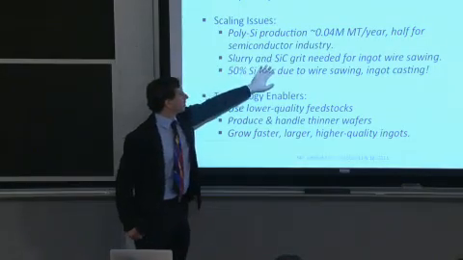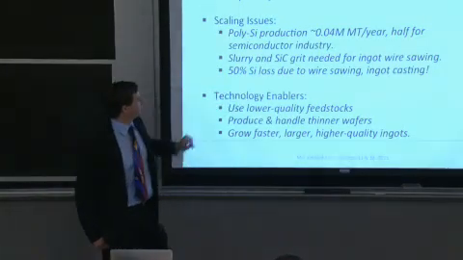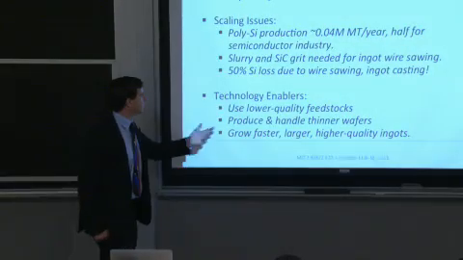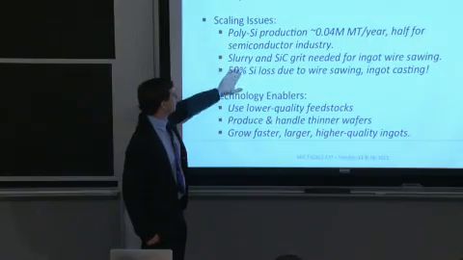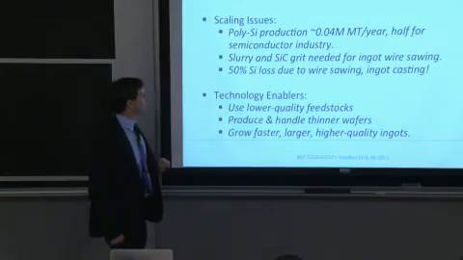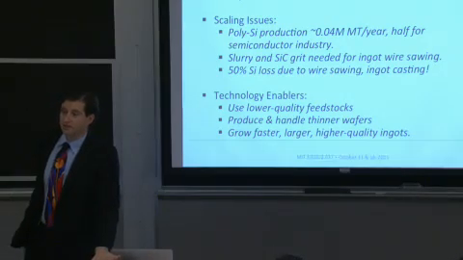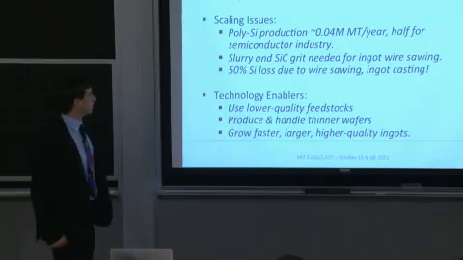The slurry and the silicon carbide grit needed for wire sawing is at some point going to become an issue. These are huge volumes of waste that need to be transported through the factories. And of course, the silicon loss due to wire sawing and ingot casting, resulting in only 50% of the silicon here in this ingot being used in the actual wafers to make solar cells.